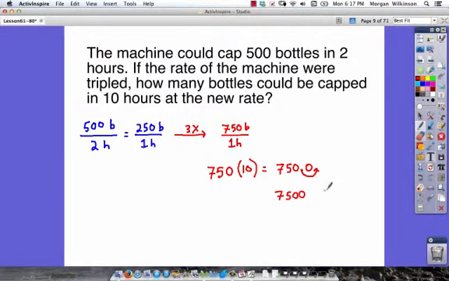How many bottles could be capped in 10 hours at the rate of 750 bottles per 1 hour? Must be 7,500 bottles. Again, we got our answer the same way by writing out our initial rate, reducing it, figuring out how much it changed by, and then this time we multiplied in order to figure out our answer. Let's look at one more example today.